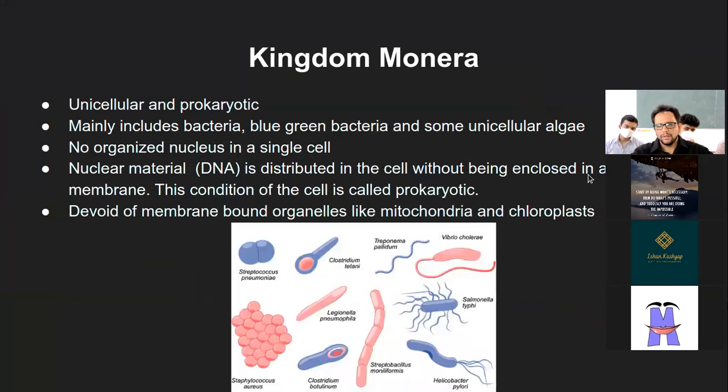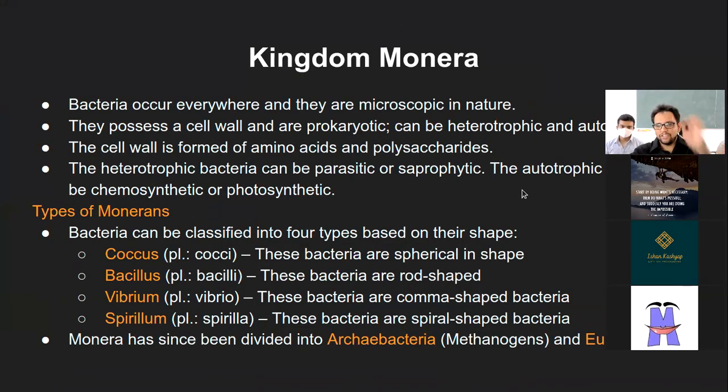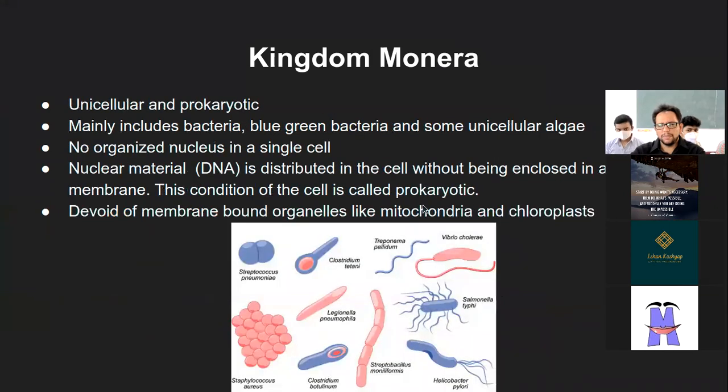Okay, so in general, let me just brief it as well. We know kingdom Monera, these are unicellular prokaryotic organisms, which was the first kingdom within the whole of the classification of living organisms. And we know they are prokaryotic because they don't have their DNA enclosed within the nuclear material.